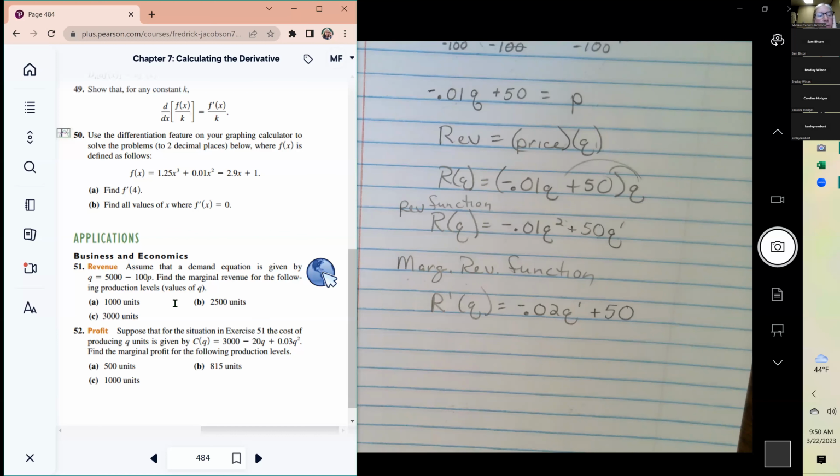Double check that Q. Assume that a demand equation is given by, sorry, we're having tornado warnings practice today.